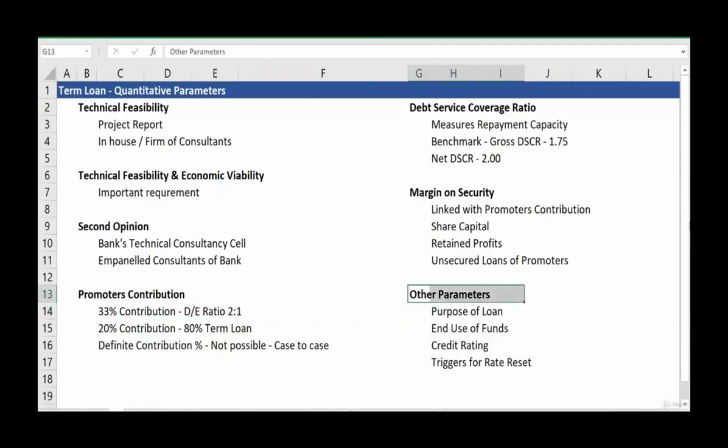Apart from what we have discussed, there are other parameters. The parameters which govern working capital facility will also get applied to term loans to a certain extent, like for what purpose loan money is going to be used, what is the end use of funds, then what is the credit rating, what are the triggers for say reset of rate of interest, and so on.